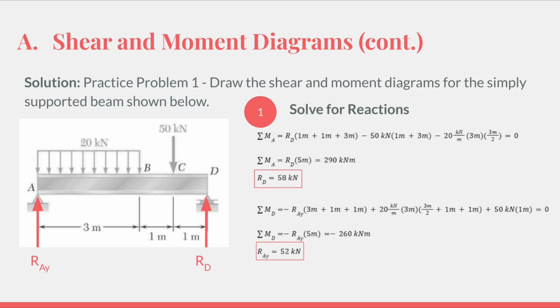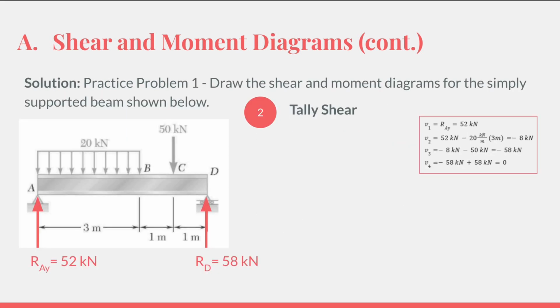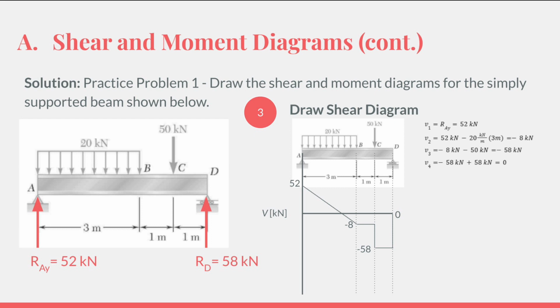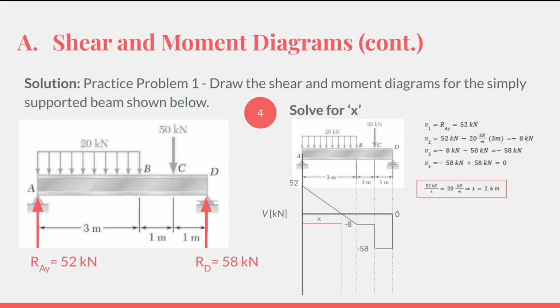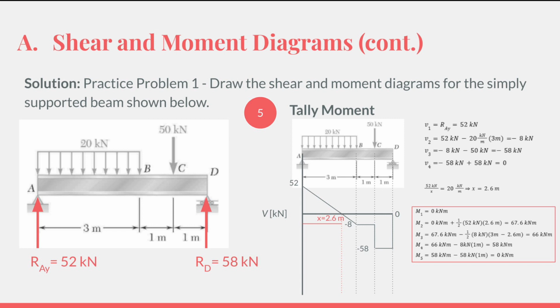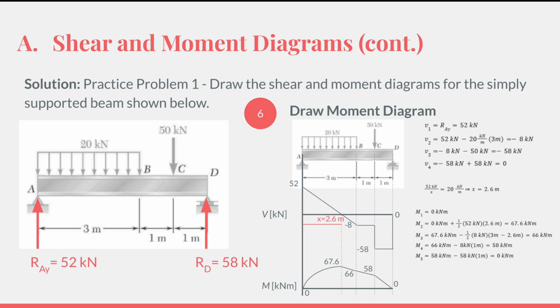Step 1. Solve for the reactions by summing the moments at each support. Step 2. Tally the shear at each point on the beam where the loading changes. Step 3. Using the shear tally, draw the shear diagram. Remember, point loads are displayed as horizontal lines and uniformly distributed loads are shown linearly on shear diagrams. Step 4. Solve for the distance x. Step 5. As defined by the shear diagram, tally the moment experienced at each cut along the beam. Step 6. Using the moment tally, draw the moment diagram. Remember that point loads are displayed linearly and uniformly distributed loads are shown parabolically on moment diagrams.